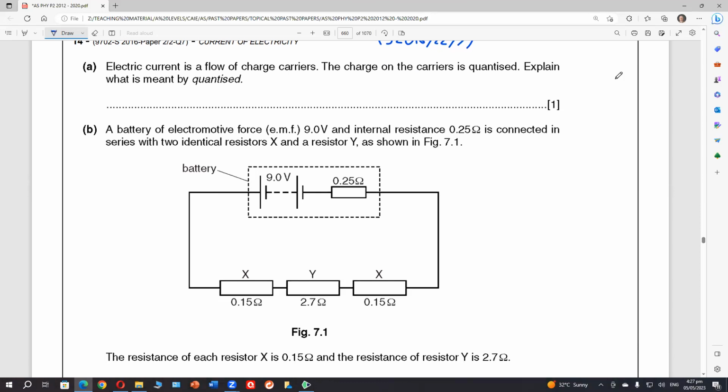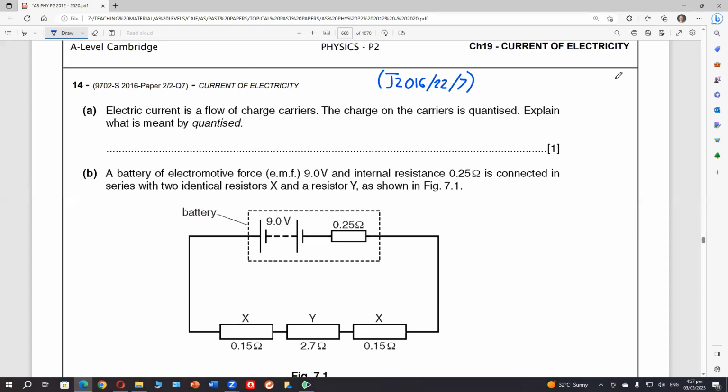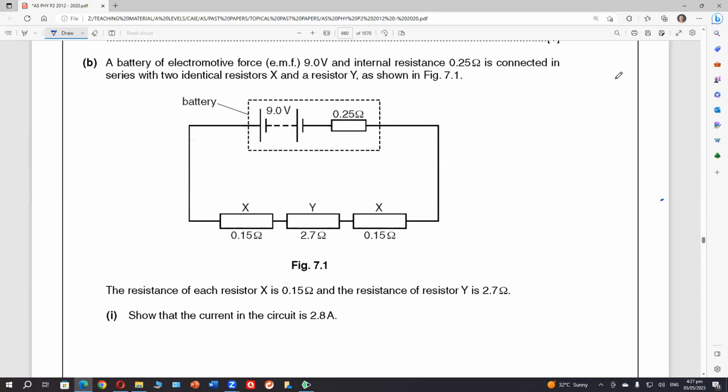Charge on any particle is an integral multiple of the charge of an electron. A battery of EMF 9 volt and internal resistance 0.25 is connected in series with two identical resistors. There are 2x.